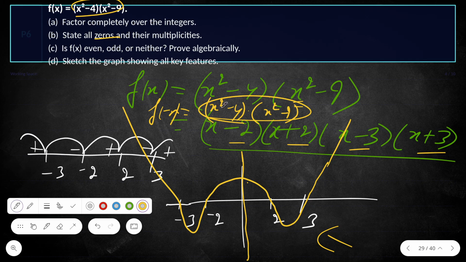So the only purpose was this, that this term was given in a different format. Now solve the next one.